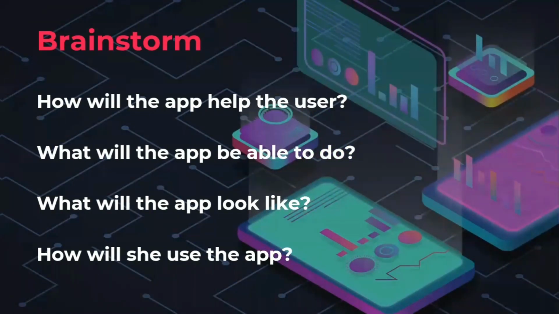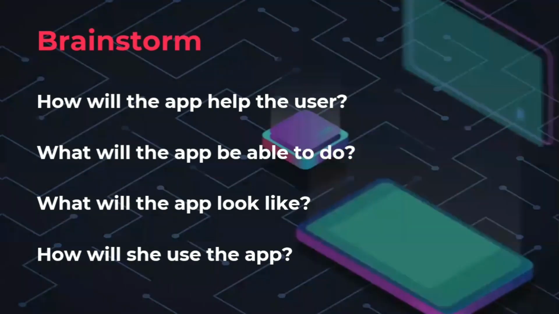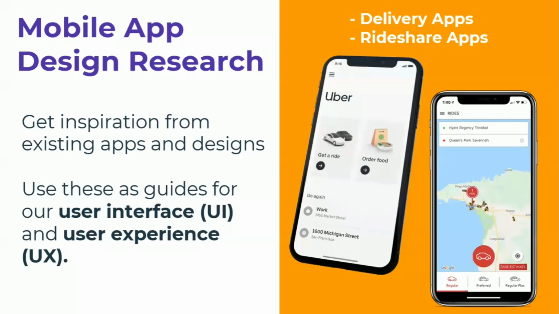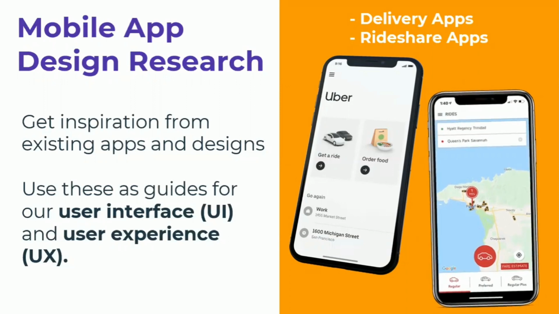Now that you have your ideas, it is time to do an important step that is not stated in your design thinking process. This step is one where you do design research. This allows you to get inspiration from existing apps and designs to see how they behave, how they look, and use these as guides for our user interface and user experience. Some apps that you can look at to get inspiration are delivery apps and rideshare apps.